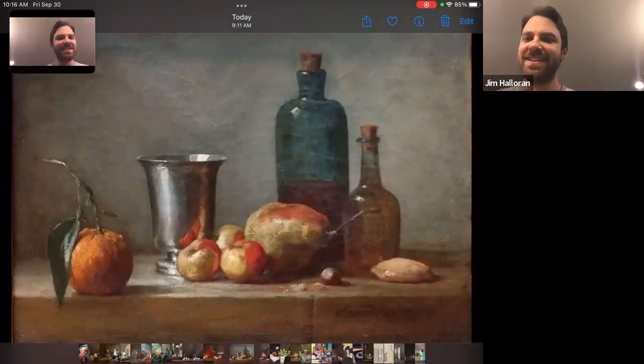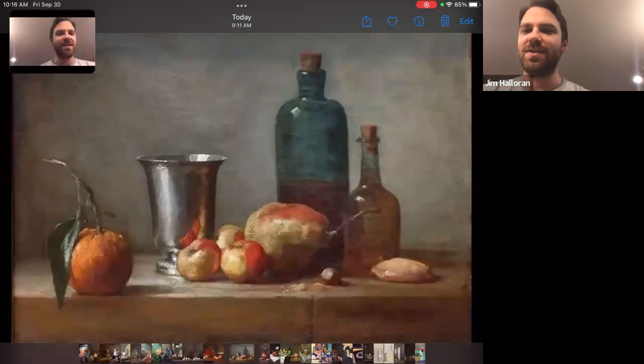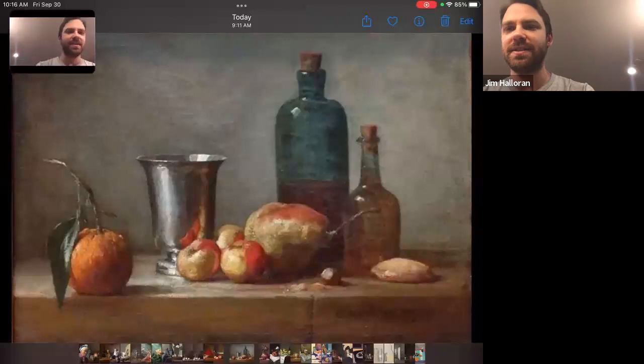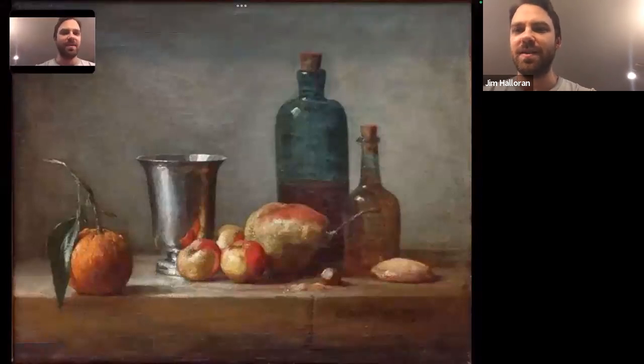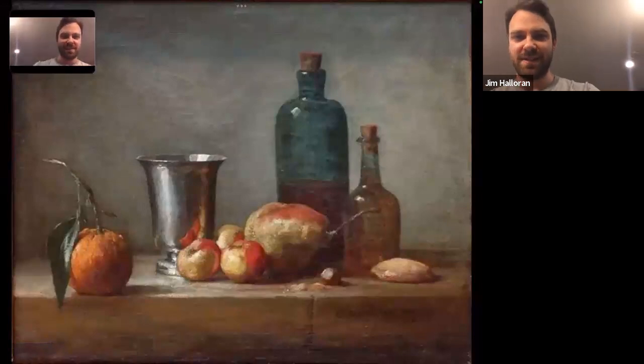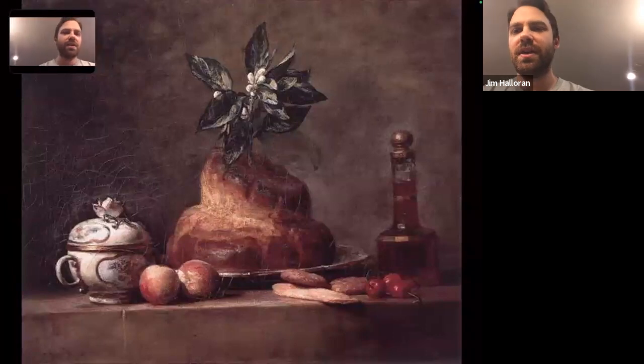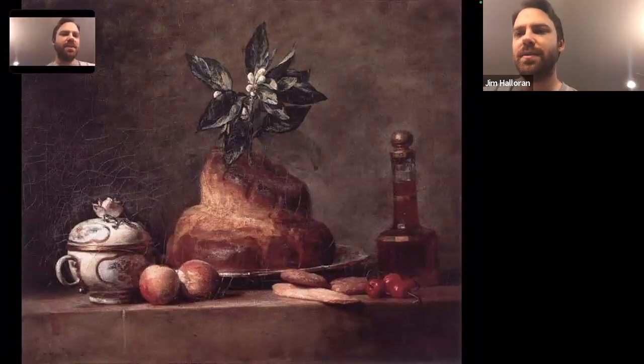But you could see sometimes his subject matters were a little more simple, and then sometimes they were a little bit more complex. But if you don't think still life can be a masterpiece, just take a look at that one. Okay, so this is, I think, hanging in the Metropolitan Museum of Art.